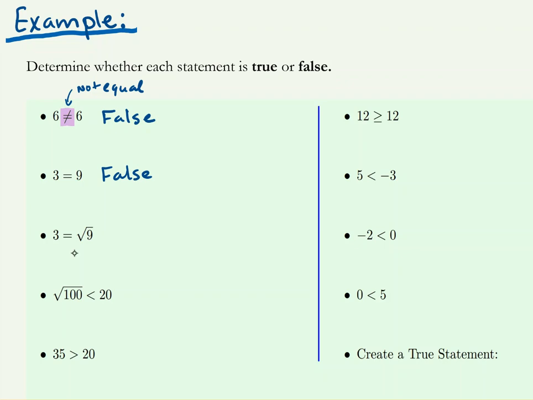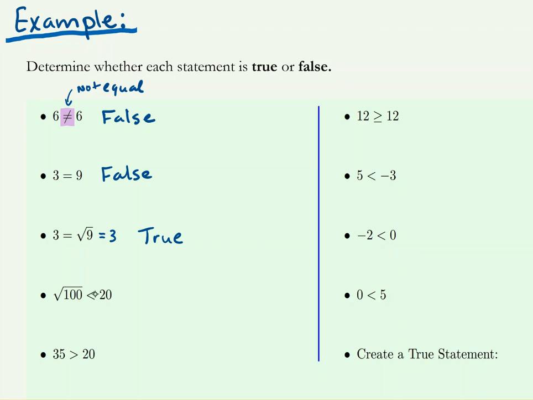Now here we don't need to just say, are these visually equivalent? We want to say, are they numerically equivalent? So 3 is not visually equivalent to the symbol square root of 9, but numerically it is equivalent because we know the square root of 9 is actually the value 3. So this is a true statement. 3 is equal to the square root of 9 because the square root of 9 is 3. So this would be true.